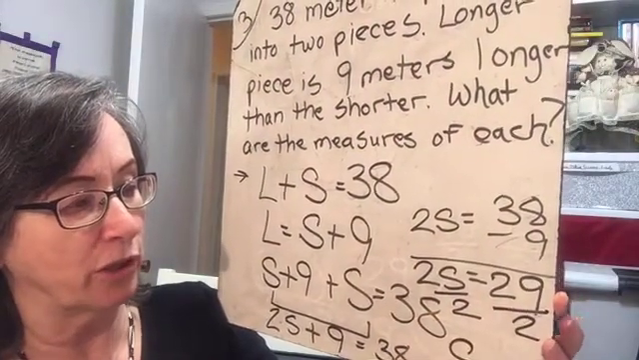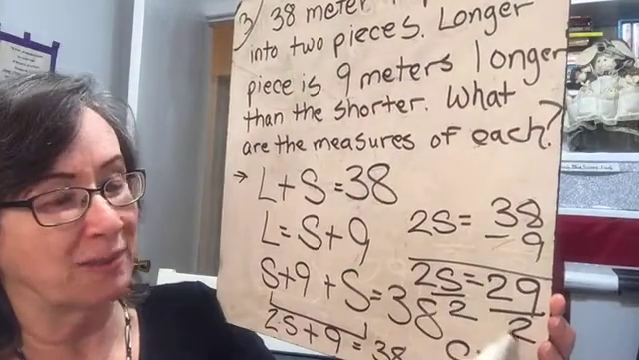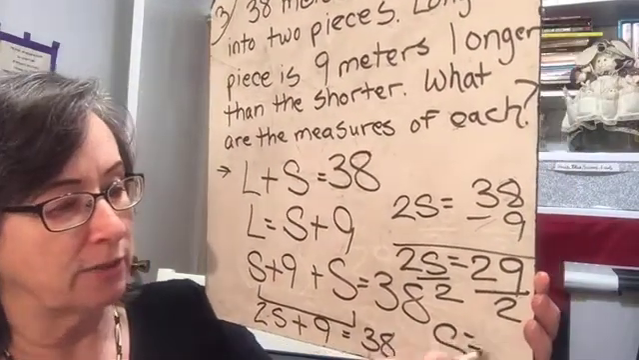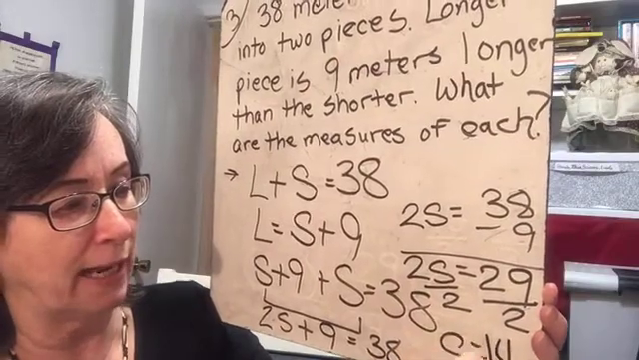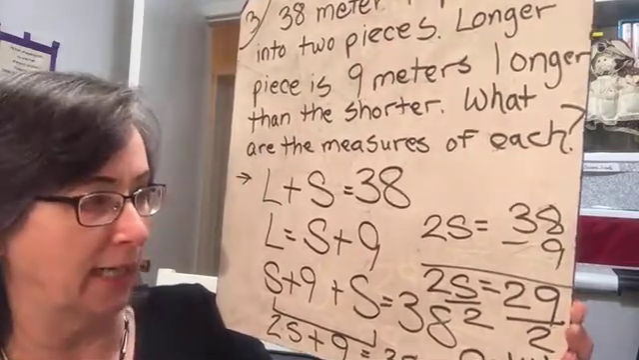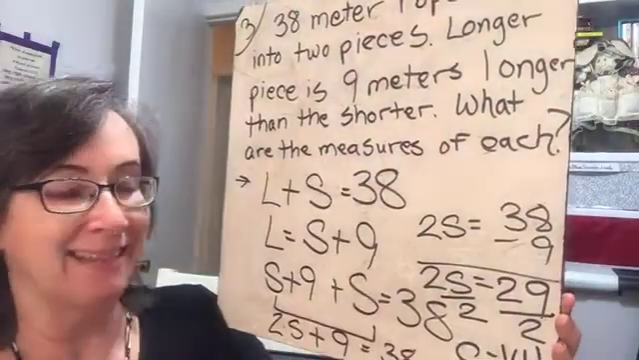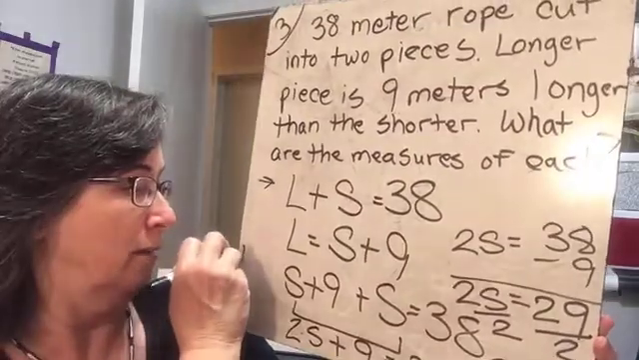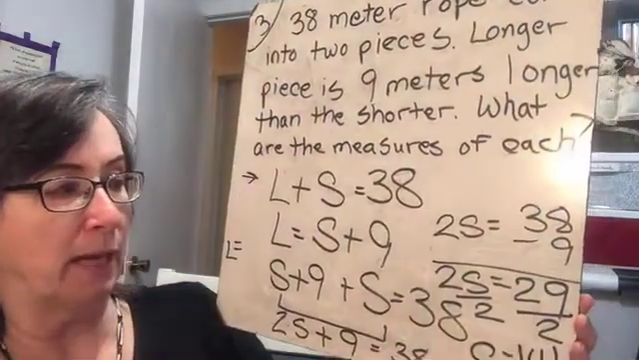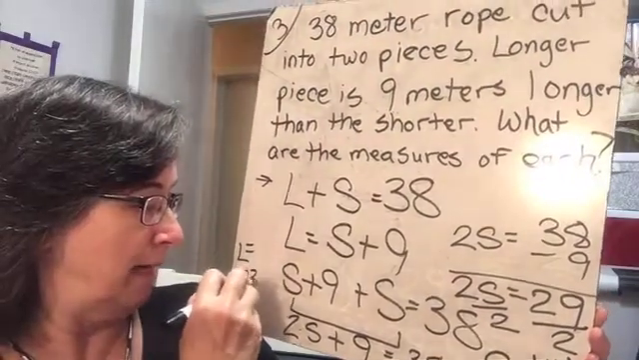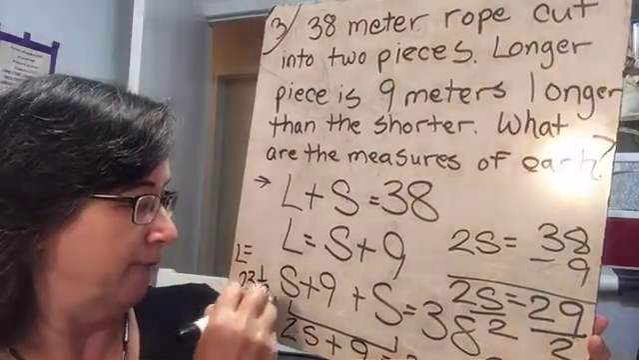So the shorter is 29 divided by 2. Well, we know 30 divided by 2 would be 15. So this is going to be 14 and 1/2. So if the shorter length was 14 and 1/2, and then I'm going to add 9 to the 14 and 1/2, the longer length is going to be 14 plus 9, or 23 and 1/2.